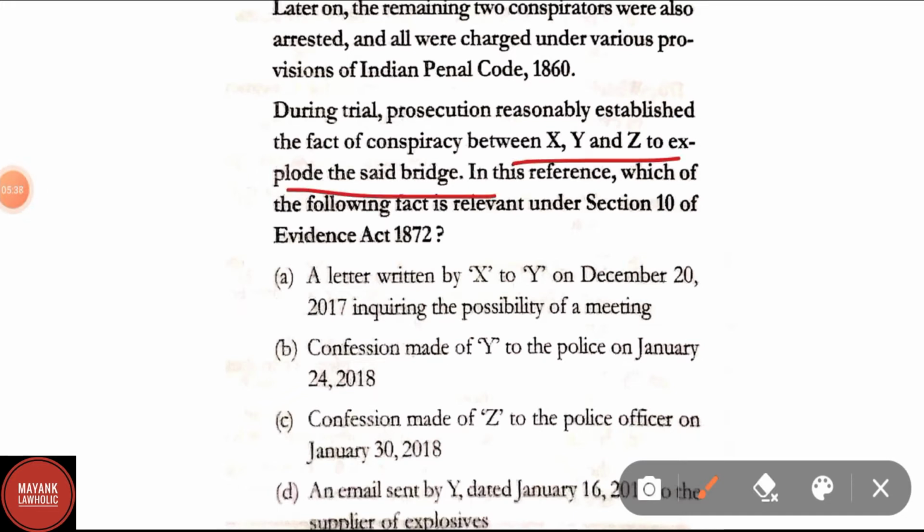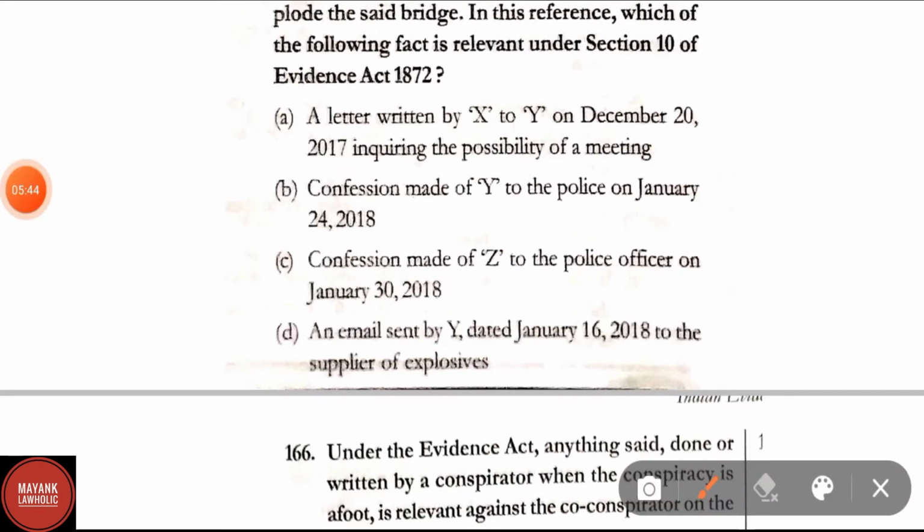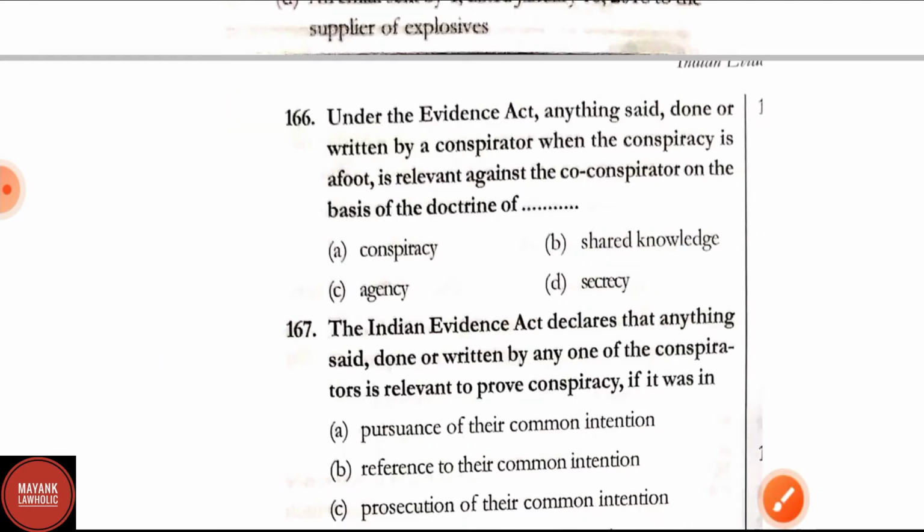In reference, which of the following facts is relevant under Section 10 of the Evidence Act? Option A, a letter written by X to Y on December 20, 2017 inquiring about the possibility of a meeting. Option B, a confession made by Y to the police on January 24, 2018. Option C, a confession made by Z to the police officer on January 13, 2018. And option D, an email sent by Y dated January 16, 2018 to a supplier of explosives. Here the correct answer is option D, that is an email sent by Y dated January 16, 2018 to the supplier of explosives.